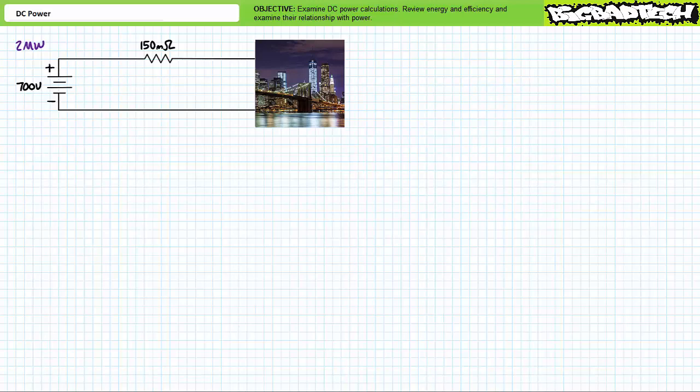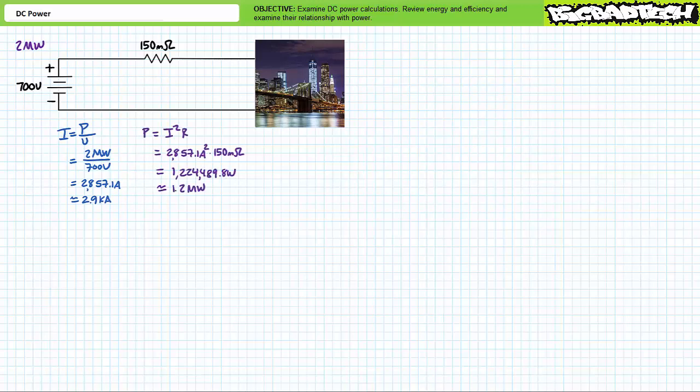This generator is producing 2 megawatts, 2,000 kilowatts, or 2 million watts. This would be considered the input to the system. If current is equal to power over voltage, if you tried to transmit all 2 megawatts of power using 700 volts, this would necessitate the transmission line carry 2 megawatts over 700 volts, or 2,857.1 amps, or roughly 2.9 kiloamps of current. This is an astronomically large amount of current.